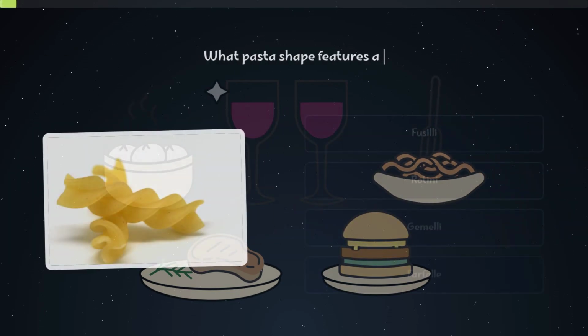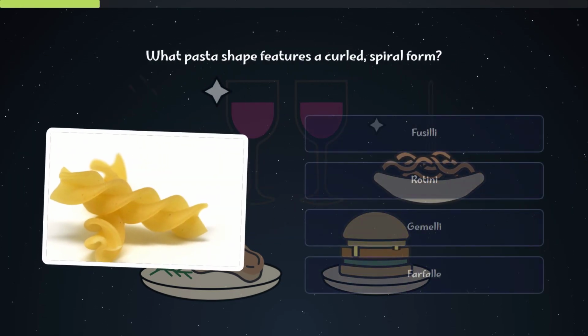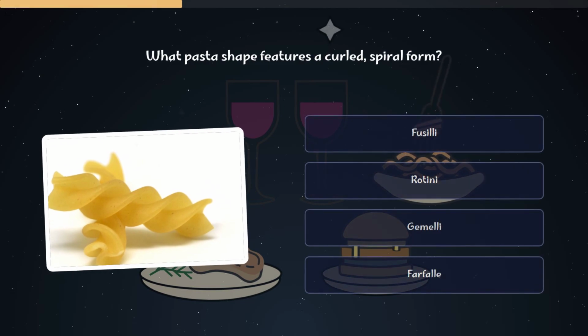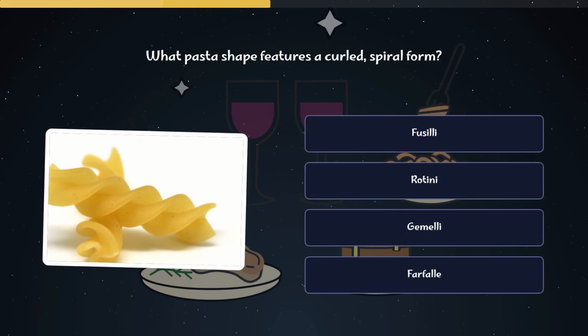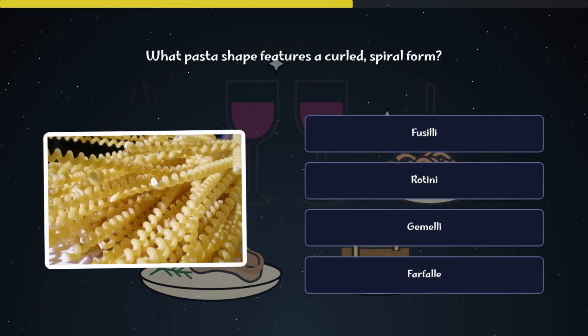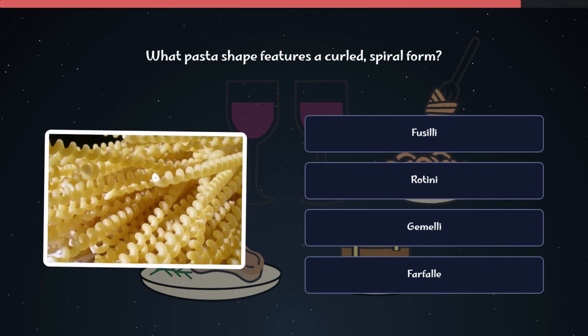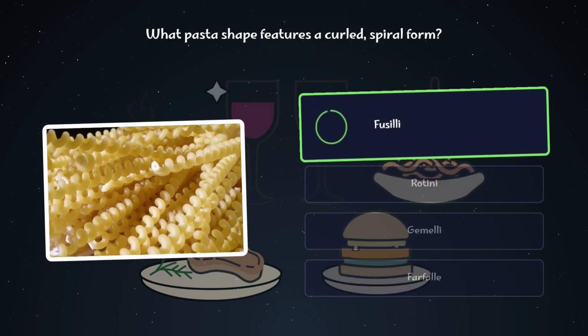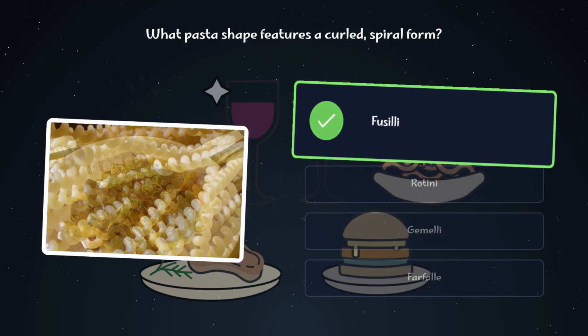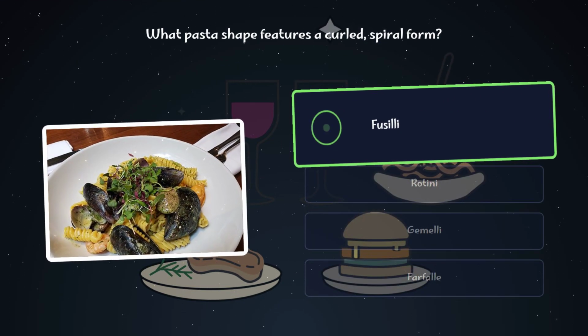What pasta shape features a curled spiral form? Fusilli is a pasta shape that features a curled, spiral form. It is perfect for holding on to thick sauces.